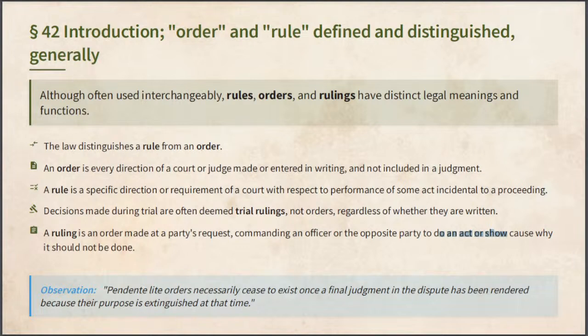So, an observation. Pendente liti orders, that is, orders during the pendency of the litigation, necessarily cease to exist once a final judgment in the dispute has been rendered, because their purpose is extinguished at that time, which makes sense. An order during the litigation, once the litigation has reached a final judgment, has its purpose extinguished.